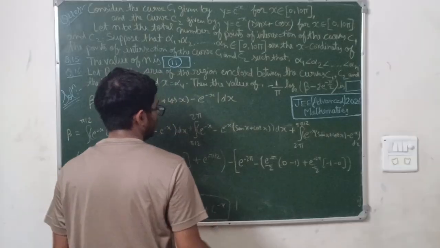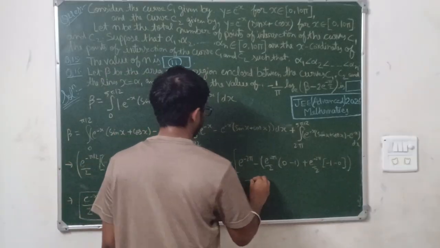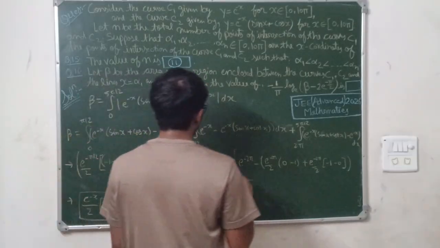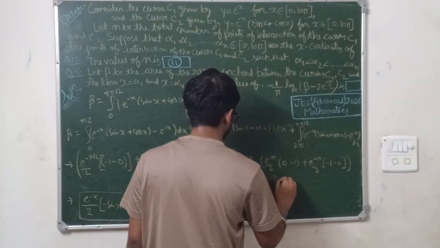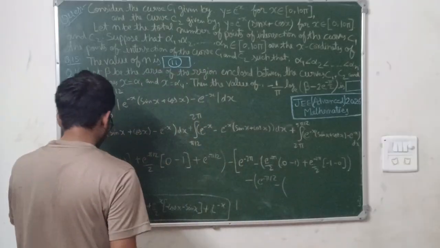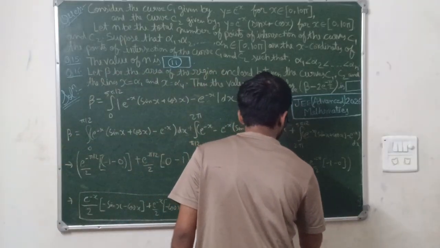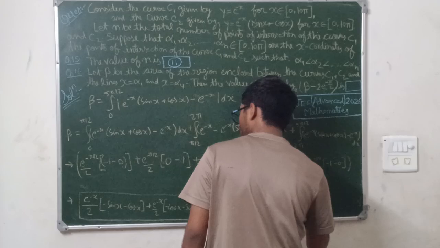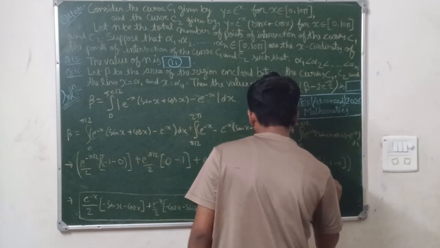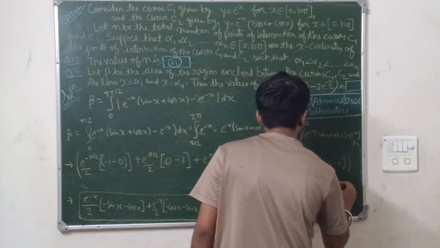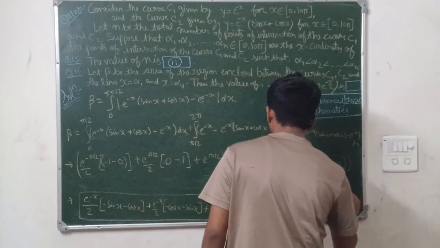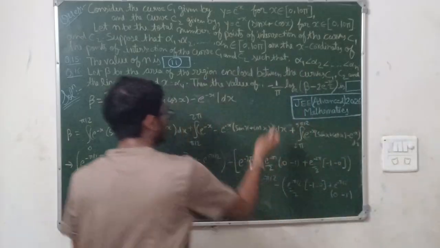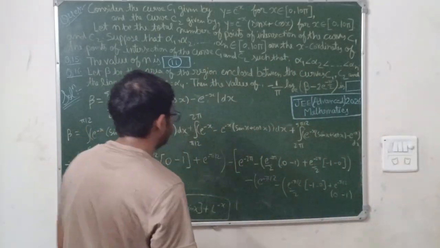Okay, now for the second part you have to do pi by 2, and this will be again e to the power minus pi by 2 minus e to the power minus pi by 2, and sin pi by 2 is 1, 0, plus e to the power minus pi by 2 and this will be 0 minus 1.